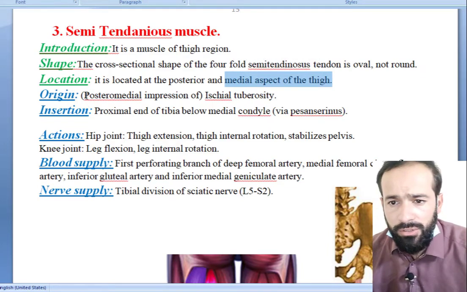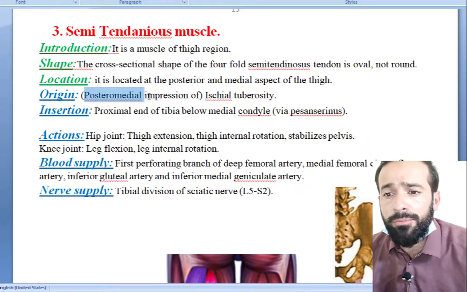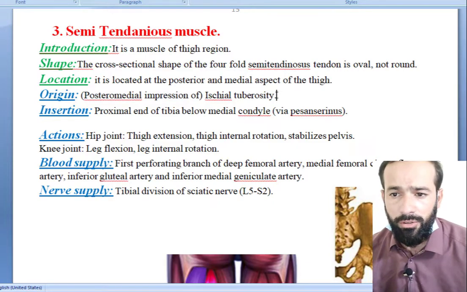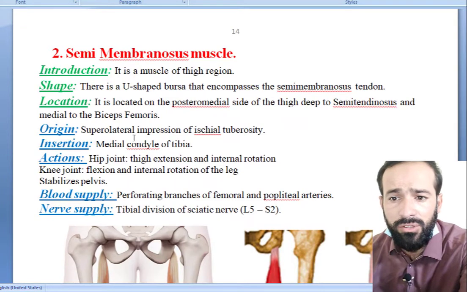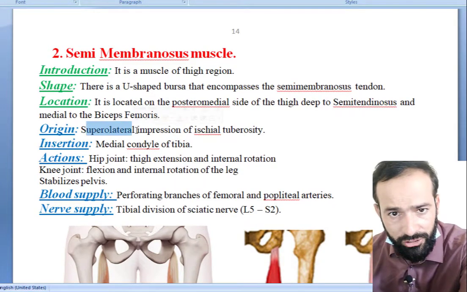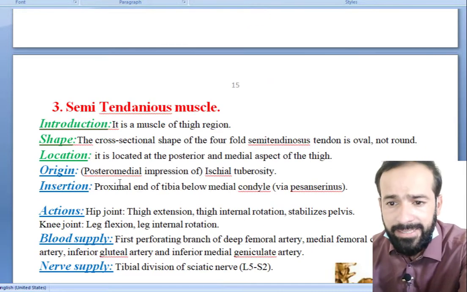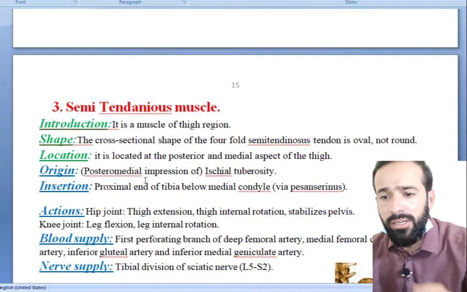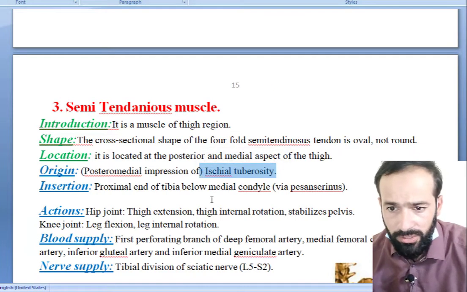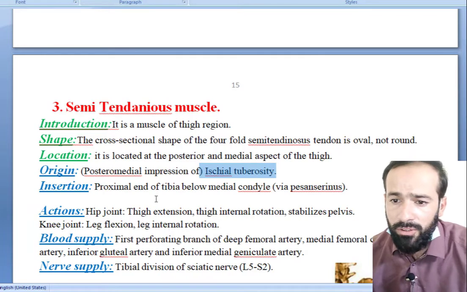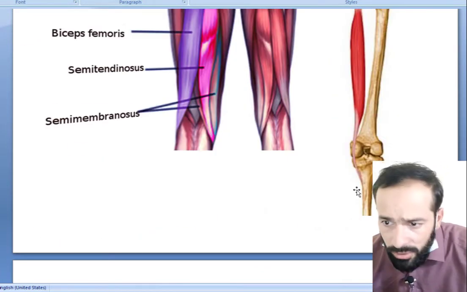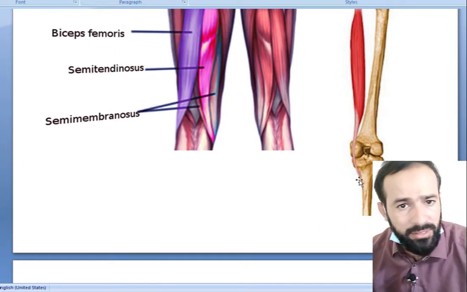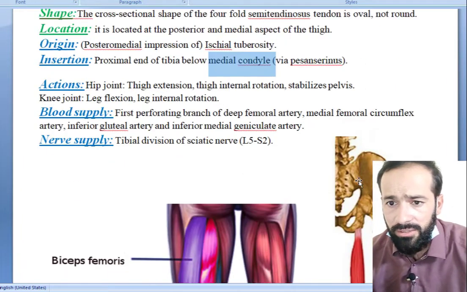Where does it get its origin? It gets its origin from the posterior medial impression of the ischial tuberosity. Semimembranosus muscle gets its origin from the superior lateral impression, right? And this gets its origin from the posterior medial impression of the ischial tuberosity, and it inserts into the proximal end of the tibia below the medial condyle, right? Below the medial condyle, it gets its insertion, my dear friends.